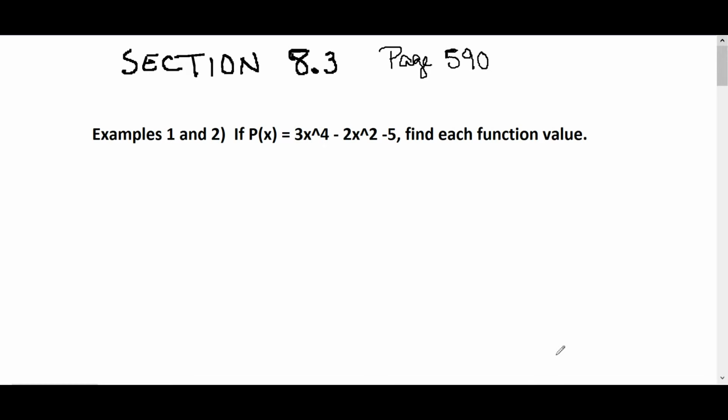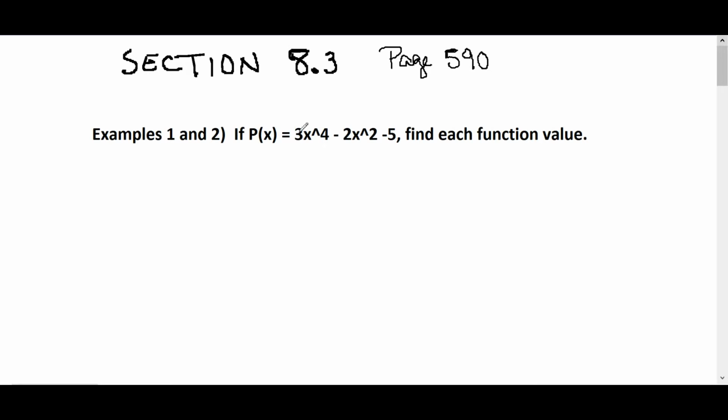Continuing on with polynomial and rational functions, where we are going to be, first of all, evaluating the function at a point. So let's just get right into it. This is a short section. I have 4 examples here. And basically we are just evaluating these functions.